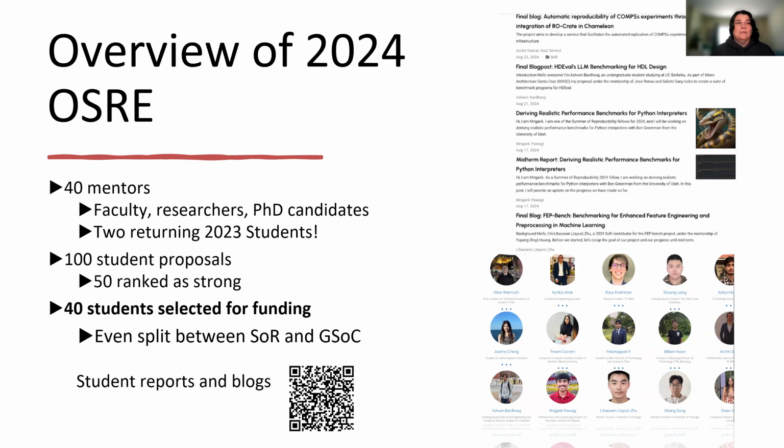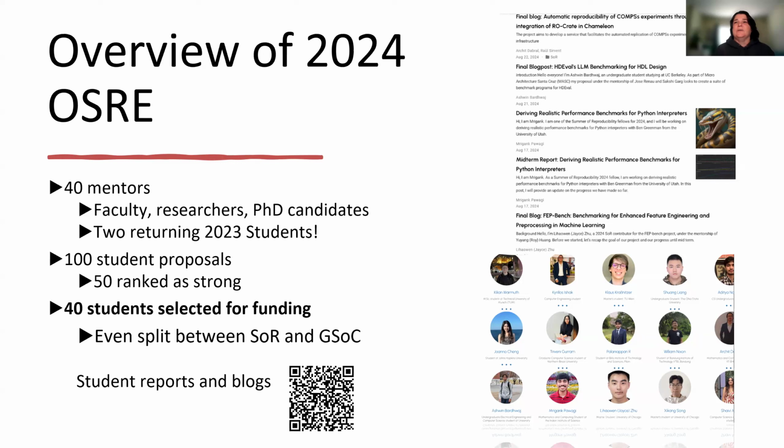This year we had a lot of proposals, 100 proposals, and of them, about 50 were ranked as strong, which is a pretty high number, I think, from that large of a group. It gives you an idea of the quality of the students that are interested. From those ranked as acceptable projects, based on the available funding, we were able to support 40 students. And we had an even split this year between Summer of Reproducibility and GSoC. That was exciting.